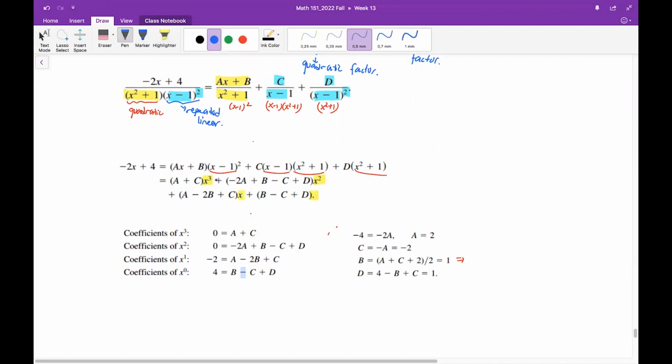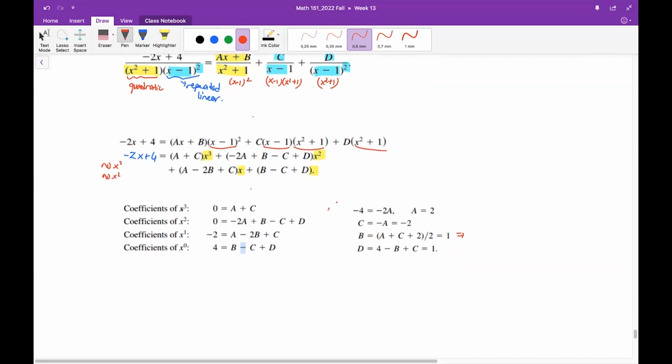If you do this rearrangement in terms of x cubed, x squared, x, and constant term, then you can compare the coefficients of the same degree terms, right? On the left-hand side, we have no x cubed, we have no x squared, you see? That's why the coefficient of x cubed should be 0, no x cubed on the left. The coefficient of x squared should be 0, because there is no x squared on the left.